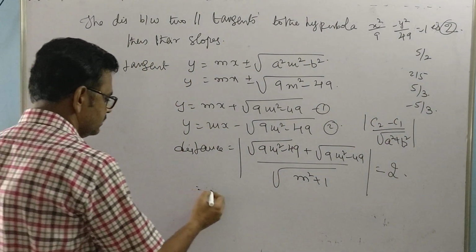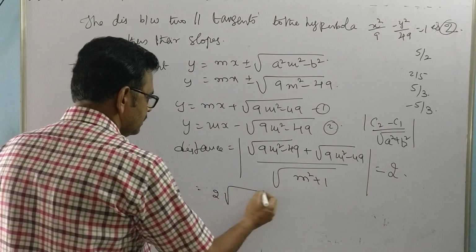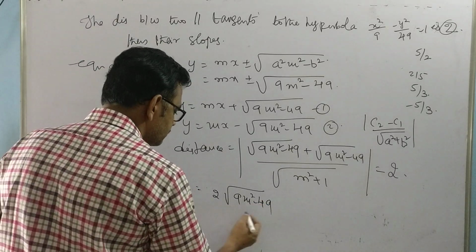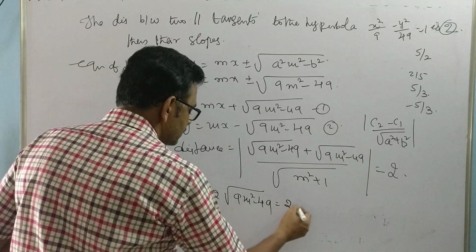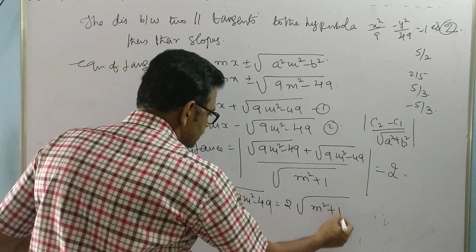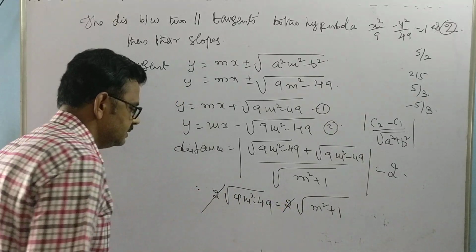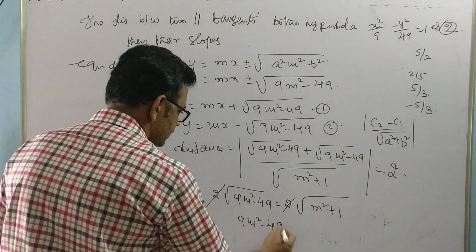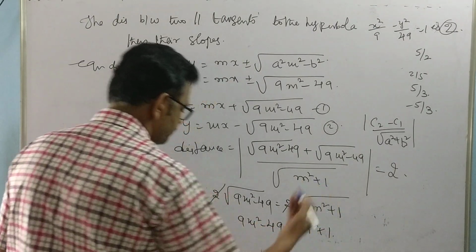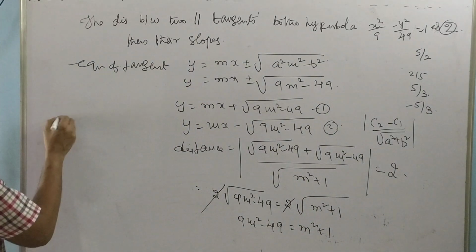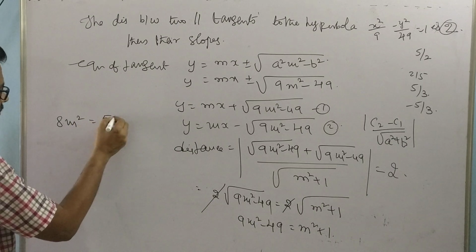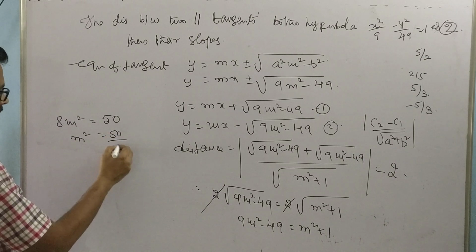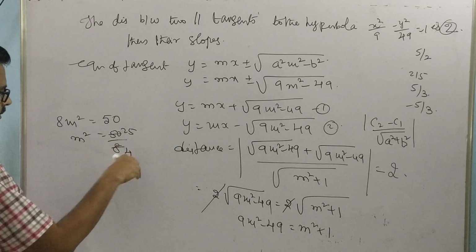Therefore, 2 times root of 9m square minus 49 is equal to, by cross multiplication, 2 times root of m square plus 1. So these two get cancelled. Squaring on both sides, 9m square minus 49 equals m square plus 1. Taking this to one side, 8m square is equal to 50, so m square is equal to 50 by 8, that is 25 by 4.